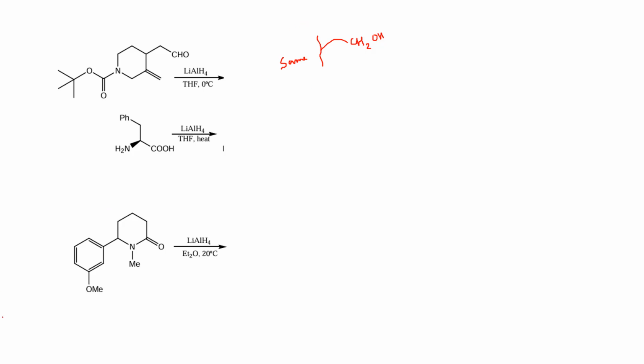Next is this LiAlH4 reduction. So this amine is there, and amine is in the least oxidation state, so it will not be reduced further. So what will happen? Just our acid will be reduced to primary alcohol.